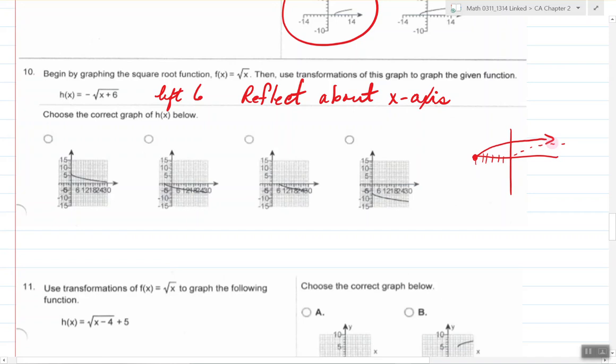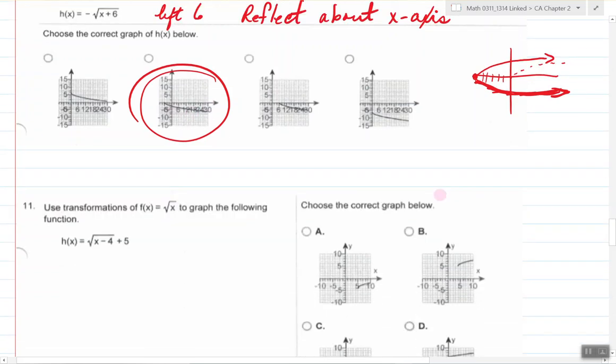But then it's going to reflect about the x-axis. So everything that's up is going to come down. So I'm going to say that it looks like this, and I'm going to try to make it a little bolder. Nevertheless, it is still on the x-axis, and this one has shifted up, this one has shifted right, this one has shifted down. All of them are reflections about the x-axis, but this is the only one that has the correct horizontal shift.